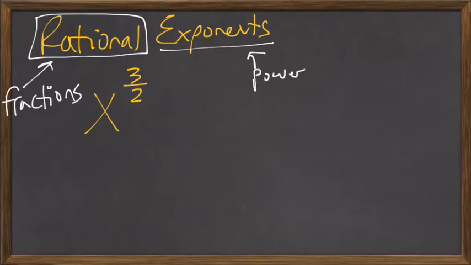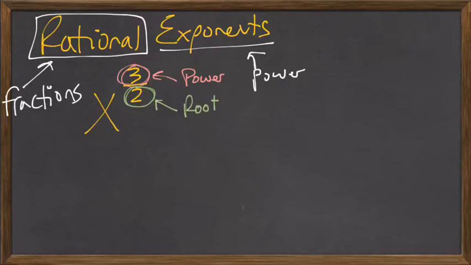So the power that is raised to, kind of like x to the 3rd power. But implying that they're fraction powers, we have to define what each part means. So the top number represents the power, meaning it's still x to the 3rd power. But the number on the bottom refers to the root.